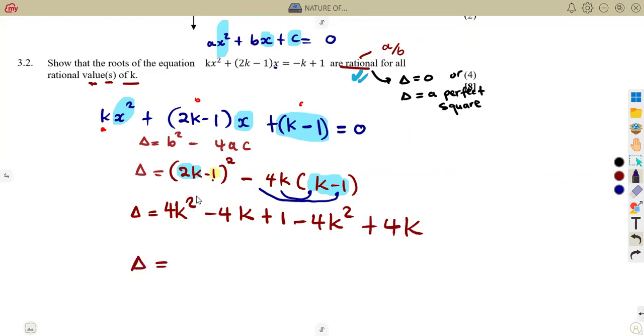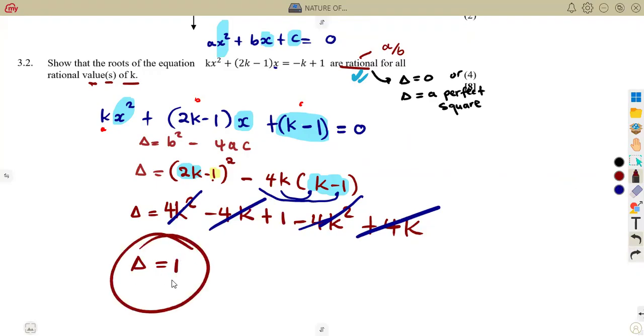We can collect our like terms. As we can see, we've got 4k squared minus 4k squared, it was going to cancel. Minus 4k plus 4k, minus 4 plus 4, that's a 0. So you're going to remain with what? A 1. Our delta, our discriminant is equal to 1.